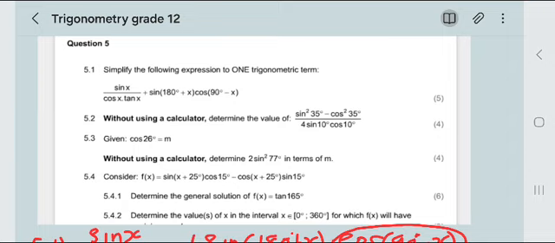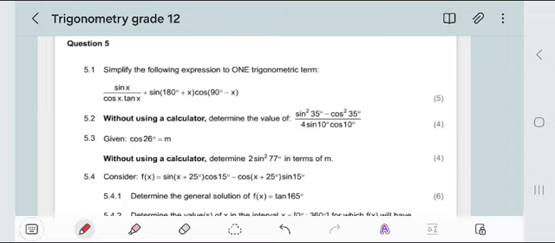When they say in terms of m, that means your final answer must have something to do with m. There must be m there. If you get a finite number, then you are wrong. You're supposed to get an expression that has m in it.